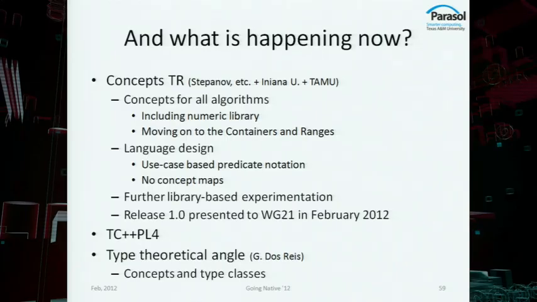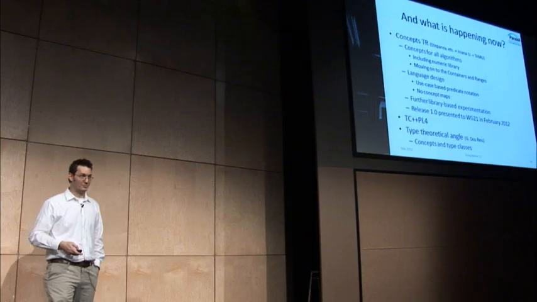Bjarne's book, The C++ Programming Language 4, will also address a lot of these issues, but in the context of the current version of C++, not speculating about a language feature. And then Gabriel Dos Reis is working on type theoretical aspects of concepts and their relation to type classes, or will be at some point in the future, we hope.